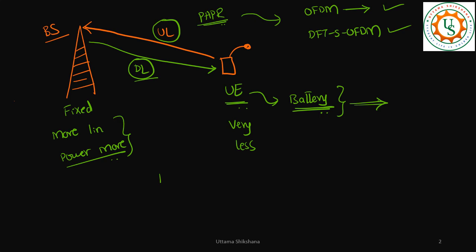So this is the case for 4G. Let me write it in another slide. So in case of 4G, in uplink, DFT-s-OFDM is used, whereas in downlink, OFDM is retained as it is.